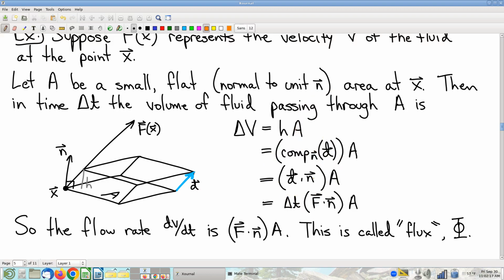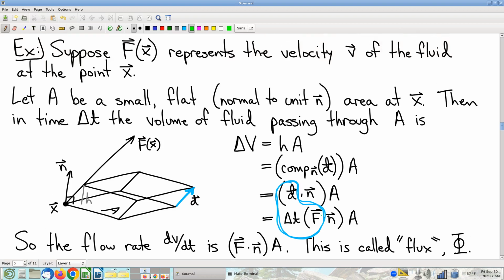Okay. And now then, what's that displacement vector? Well, displacement is velocity times time. And don't forget, our vector field represents velocity. Everybody okay with that part? Okay. So we're basically done, actually.